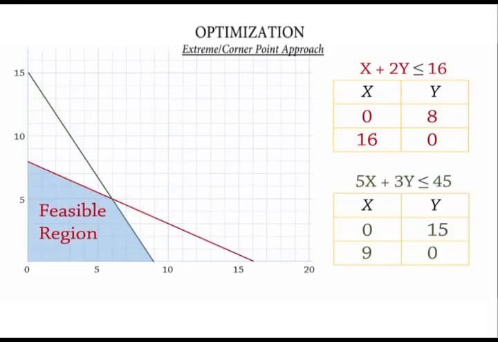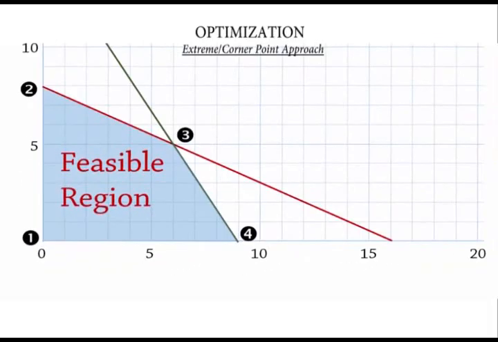From here, the optimal solutions occur at the extreme points or at the corners. We label them 1 to 4. The maximum solution will occur at one of them at least. To decide which one is optimal, we will find the coordinates of each point, substitute in the objective function, and choose which one is the best. At point 1, we have 0, 0. Point 2, 0, 8. Point 3, 9, 0. And point 4, 6, 5.